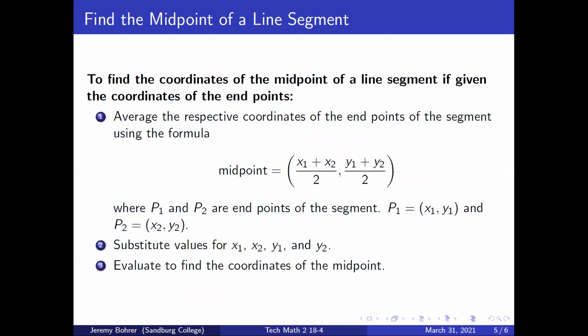To find the coordinates of the midpoint of a line segment, if given the coordinates of the endpoints, first average the respective coordinates of the endpoints of the segment using the formula midpoint equals x1 plus x2 over 2, y1 plus y2 over 2, where P1 and P2 are endpoints of the segment, P1 equals x1, y1, and P2 equals x2, y2. Substitute values for x1, x2, y1, and y2, and evaluate to find the coordinates of the midpoint.